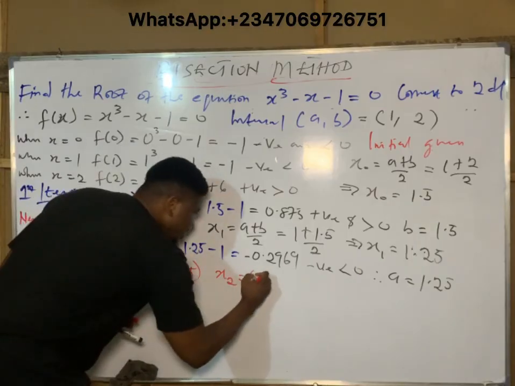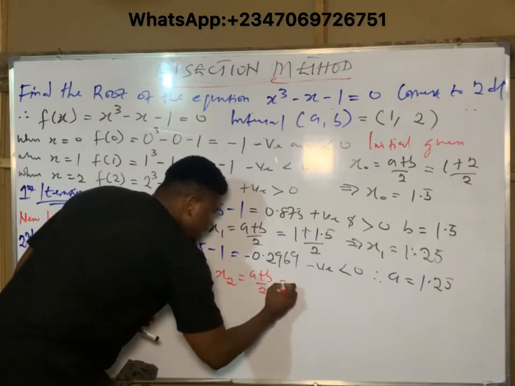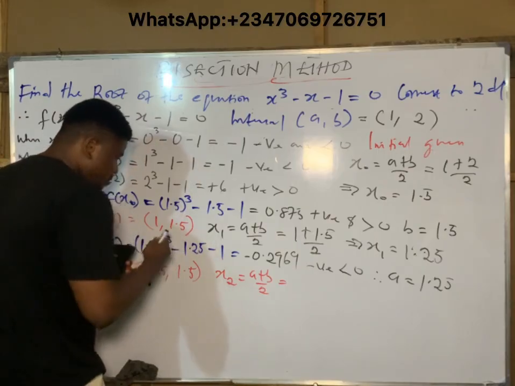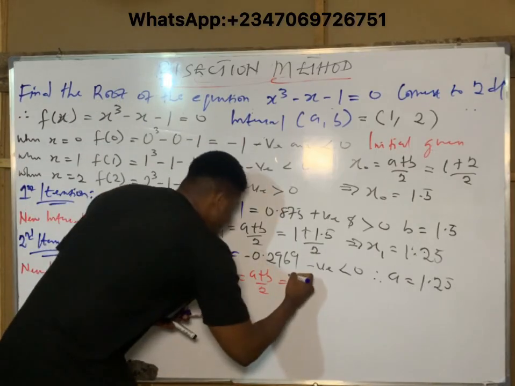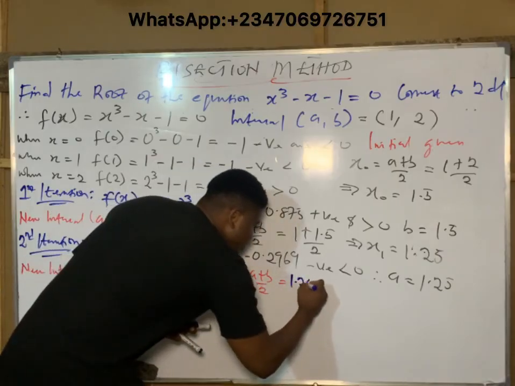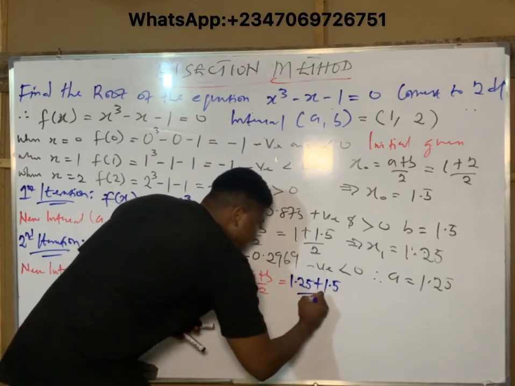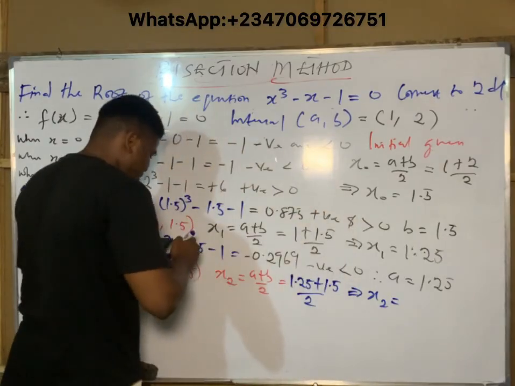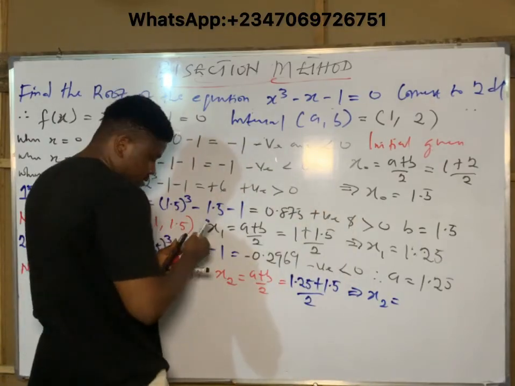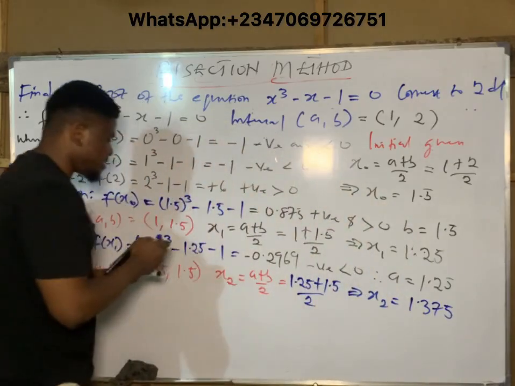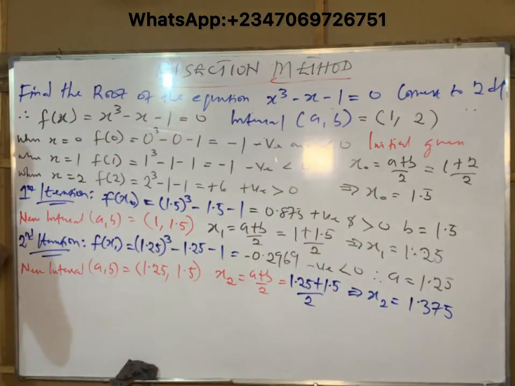Okay, so now we find our next iterative value, which is x2. x2 is going to also be a plus b divided by 2, and that's simply equal to, okay, so we find a plus b. A is 1.25 plus b is 1.5 divided by 2. This simply implies x2 is going to be equal to, so let's see what that value gives us. So that simply gives us 1.375. So that becomes the next value for our iteration. So now we perform the third iteration.